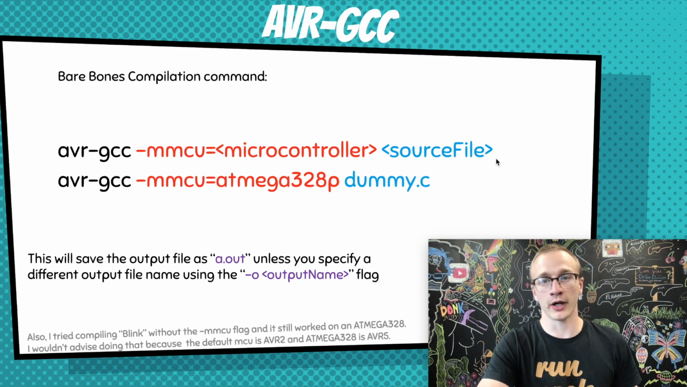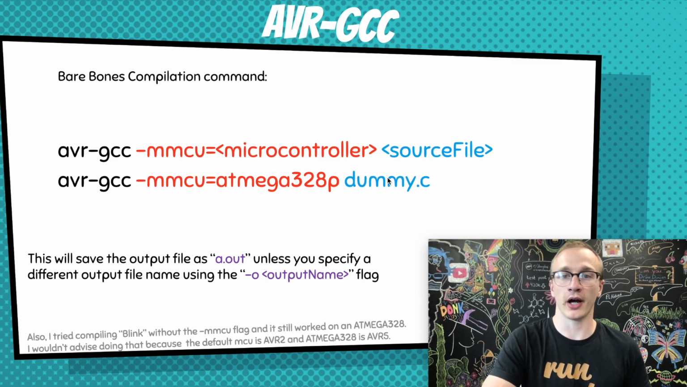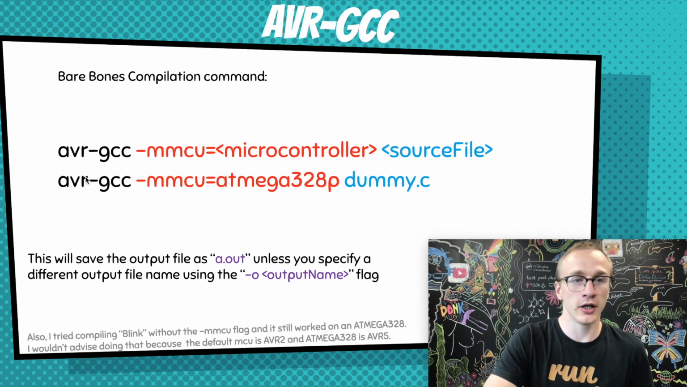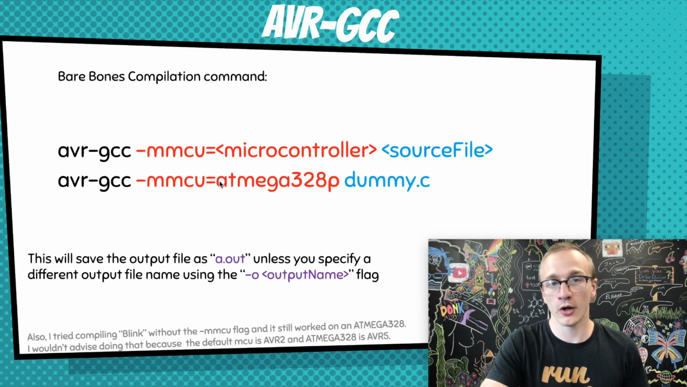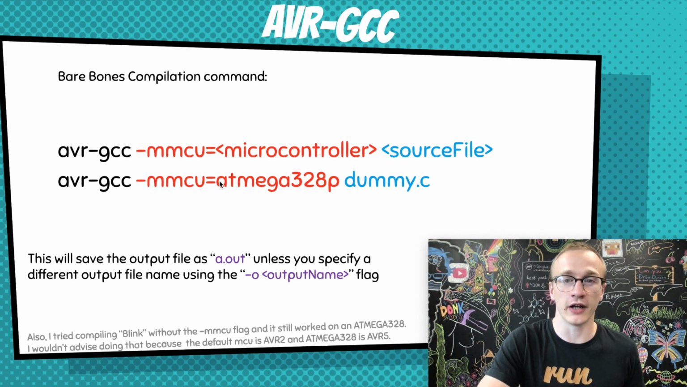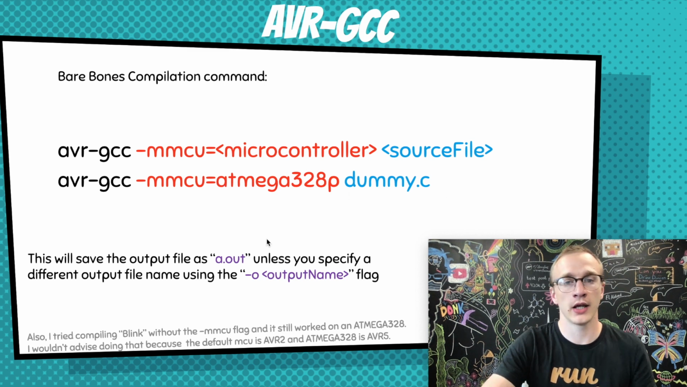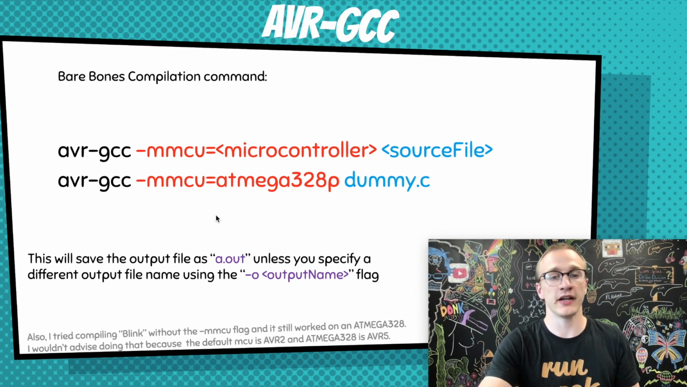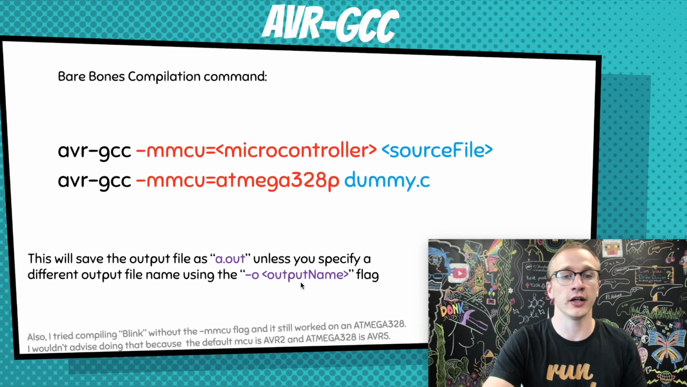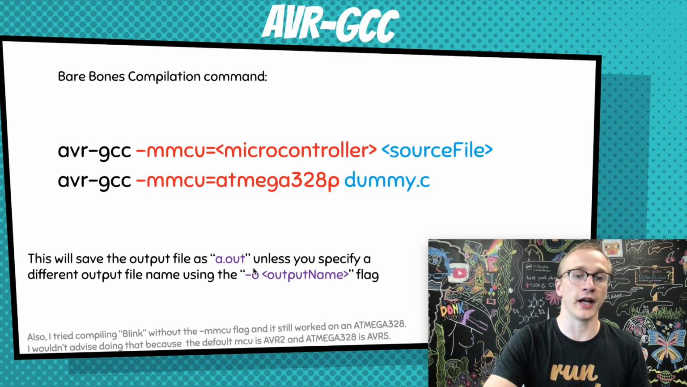So if we have a program called dummy.c and we're trying to compile it for an ATMEGA328P, we just need to do AVR-GCC, specify the -mmcu flag of ATMEGA328P, or we could hardcode in AVR5 here, and then our file. If we don't specify any other flags, the compiler is just going to use some defaults for us. And one of those defaults is what to save the output file as. If we don't tell it specifically what we want the file name to be saved as using the -o flag, then it will save it as a file called a.out.